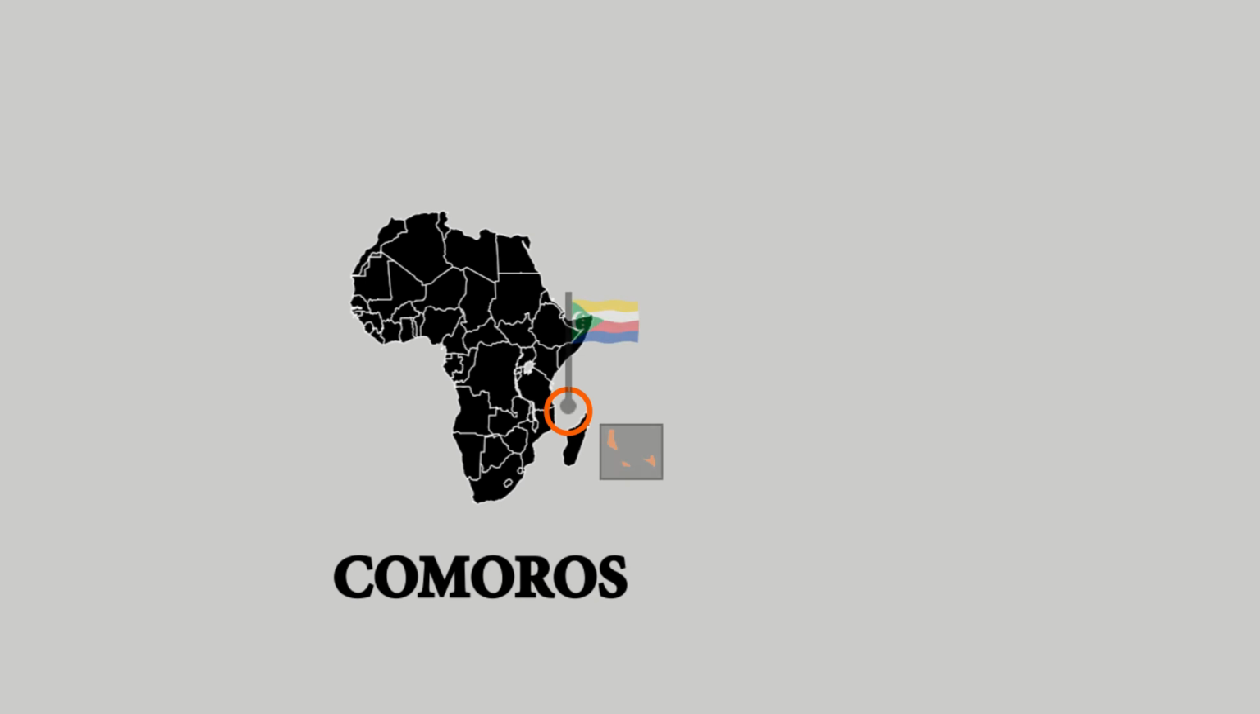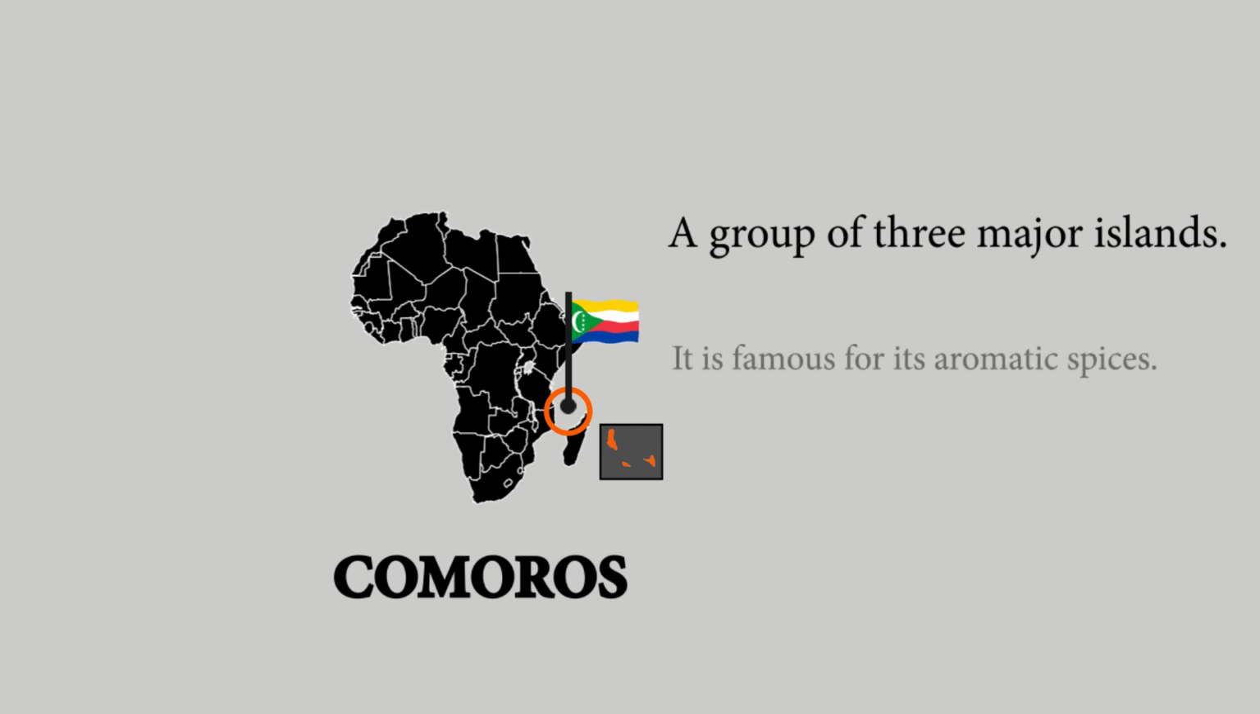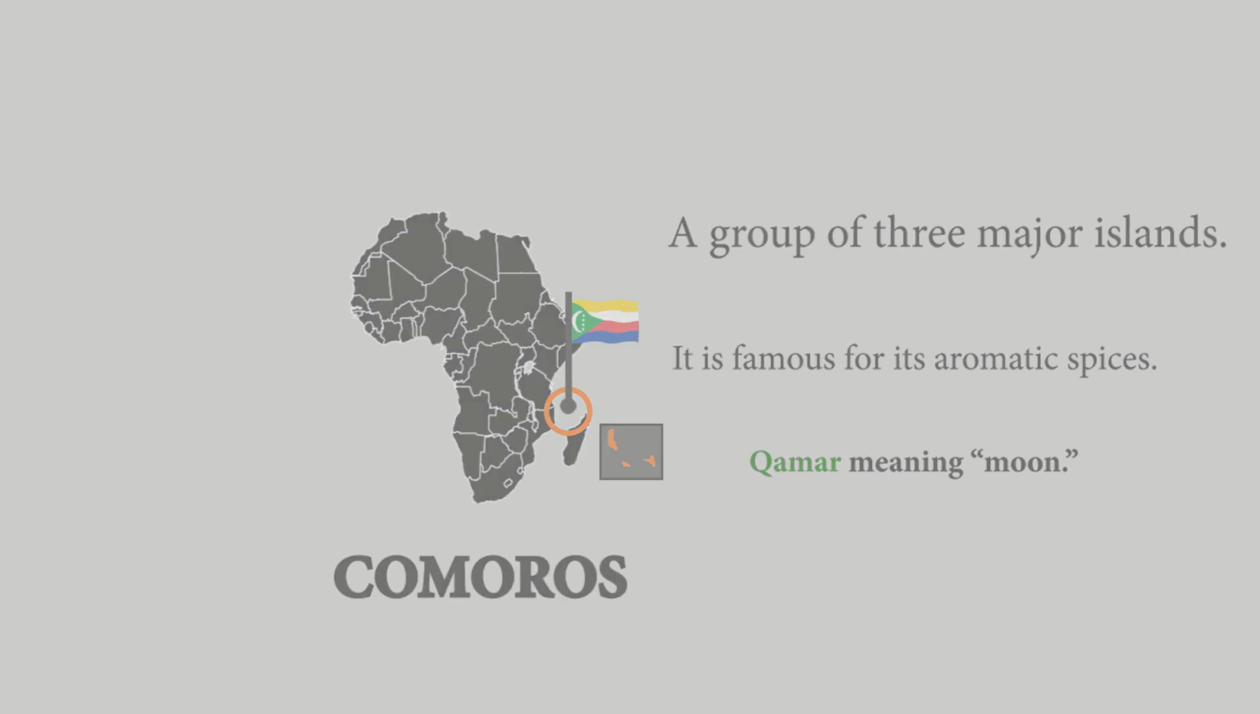Comoros, officially known as the Union of the Comoros, is a group of 3 major islands in the Indian Ocean between the southeastern coast of Africa and Madagascar. The country, famous for its aromatic spices, got its name from the Arabic word Kamar, which means moon.